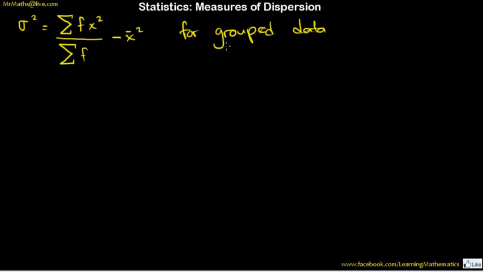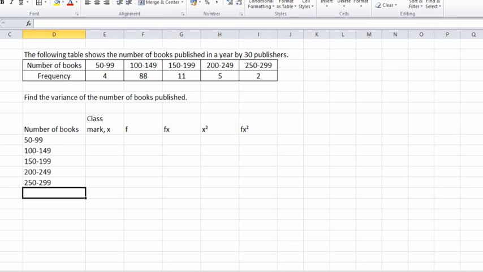To do this, I shall use Microsoft Excel to illustrate. Take a look at the question. The following table shows the number of books published in a year by 30 publishers. Take a look at it. Number of books between 50 to 99. So this is what we call group data, meaning few numbers are grouped into one category.